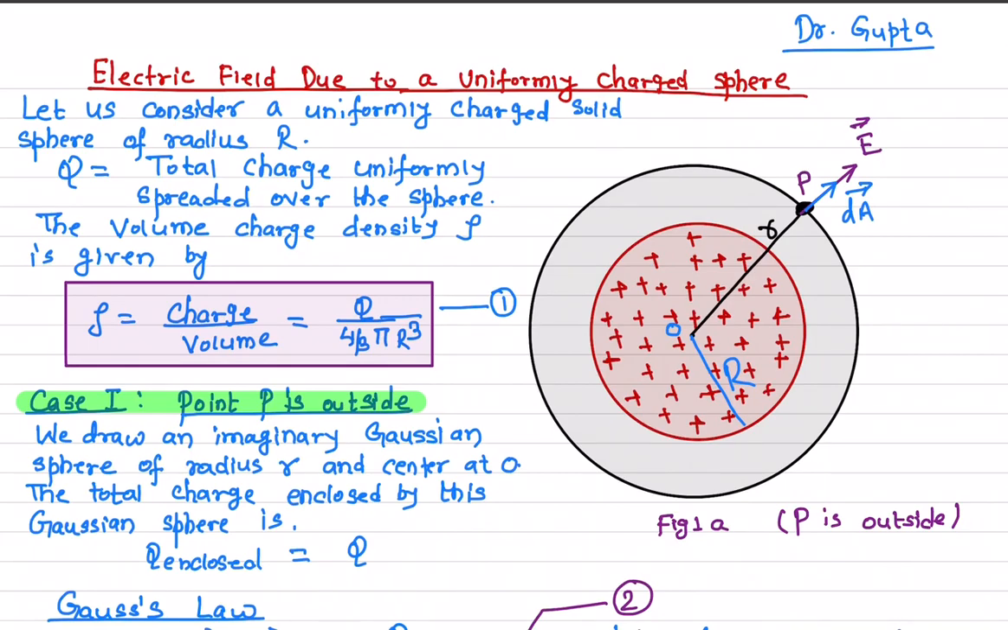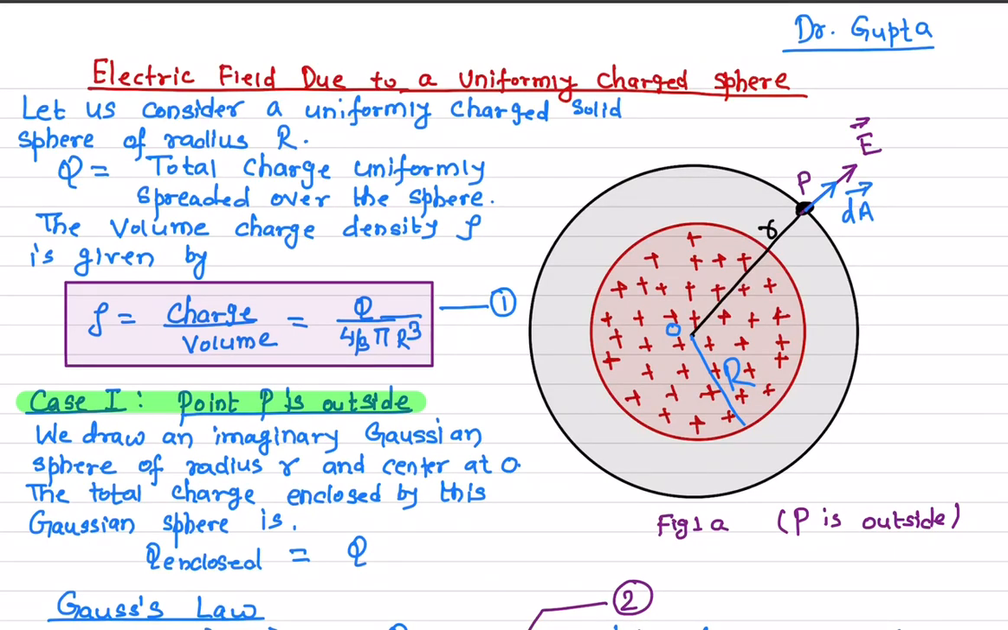In this video, I'll be talking about electric field due to a uniformly charged sphere. Let us consider you have a charged sphere. Okay, so this is uniformly charged. When I say this is a uniformly charged sphere, it's just like a solid ball. This solid ball is uniformly charged.